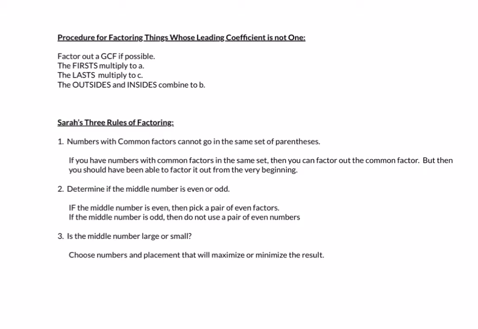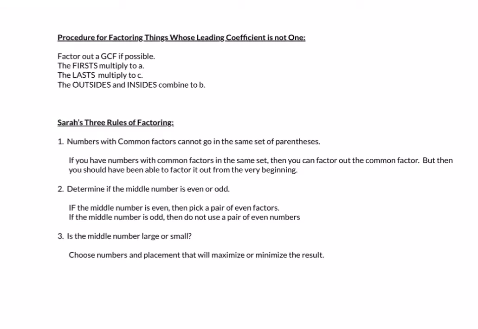And also, if you add or subtract 2 even numbers, it'll also be even. Now, my third rule is a bit of a gray area. Is the middle number large or small? We may differ on our opinion of what is a large or small number. Depending on the actual problem, sometimes a number may be large, and at other times it may be small. But we want to choose numbers and placements that will maximize or minimize the result. And again, I'll show you some examples of this when we get into it.